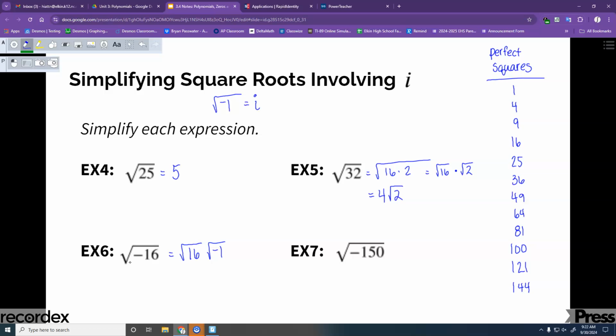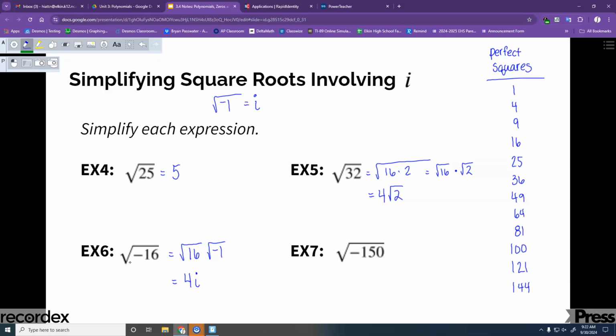16 times negative 1 gives you negative 16, right? So this is still equivalent. And it breaks it up where we can deal with this. So square root of 16 is just 4. I can take the square root of positive 16. And the square root of negative 1, I could leave as square root of negative 1, or we gave it a special name. We call it i for that. So square root of negative 16 can be called 4i.